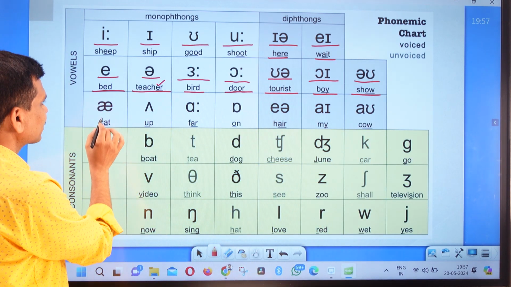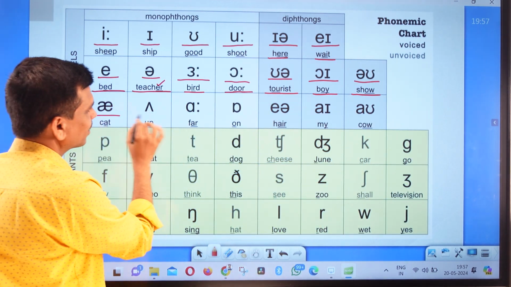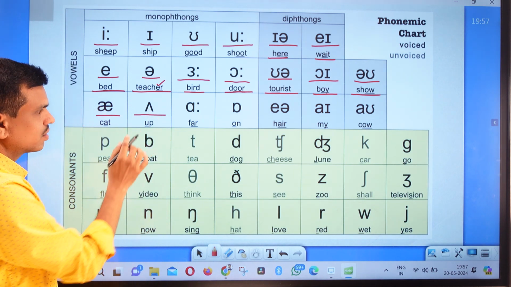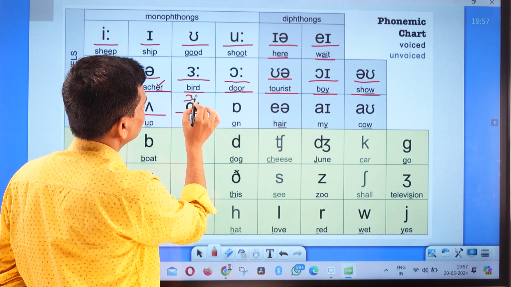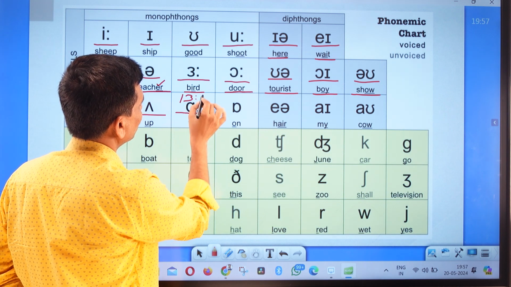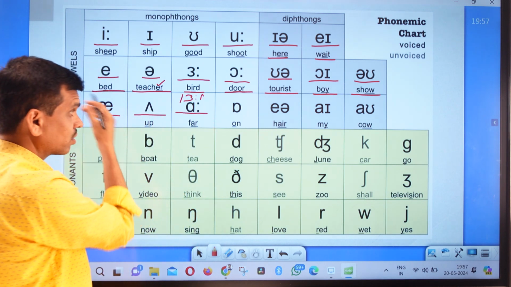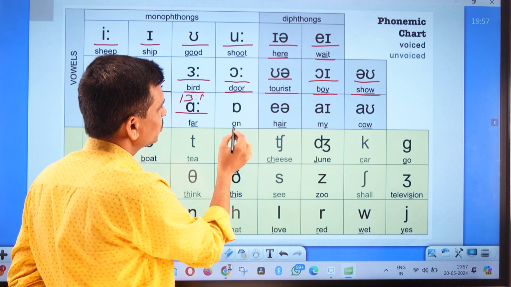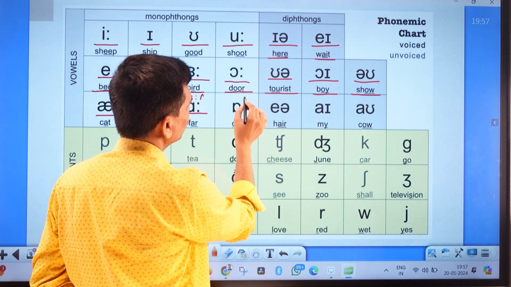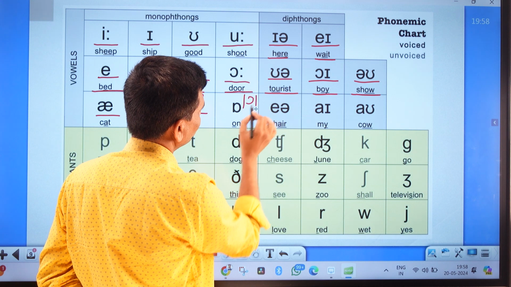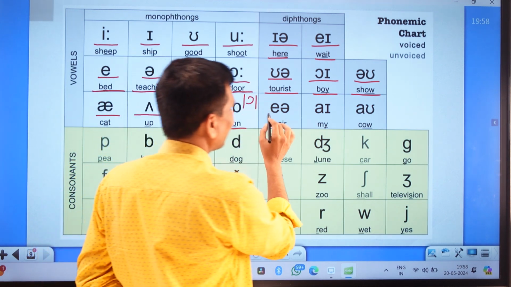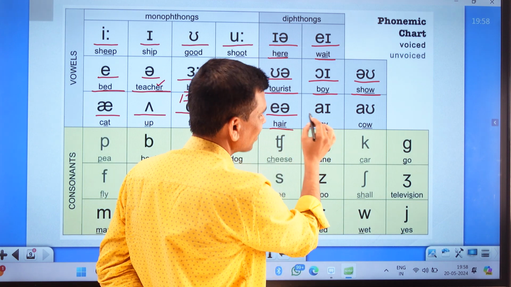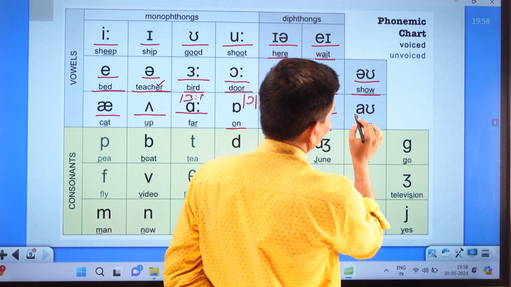Then we have A sound as in cat. Then we have A, stronger. This is stronger. Up, this is longer. This is also written like this, long A. We also can write it like this, long A. Far, then this is A sound. We also can write it as A sound. This is long A, this is short A, as in on. Air, here. I, my. Ow, cow.